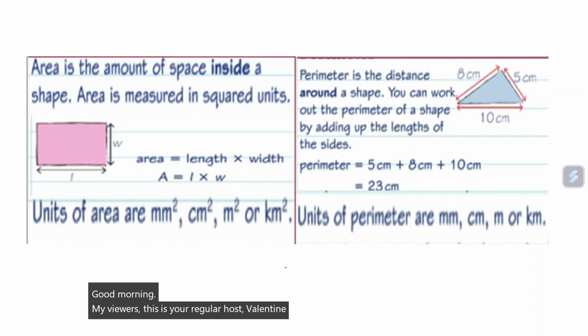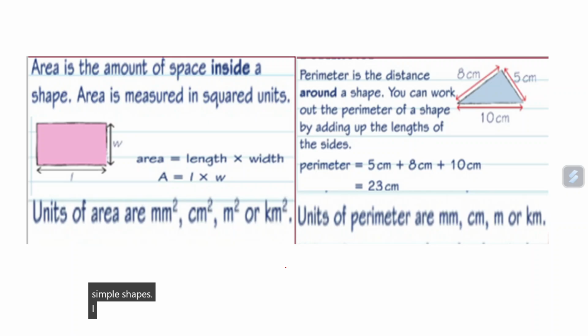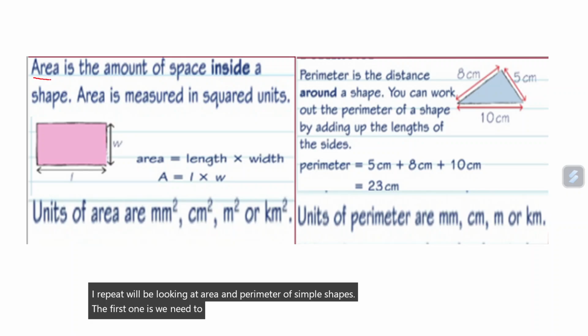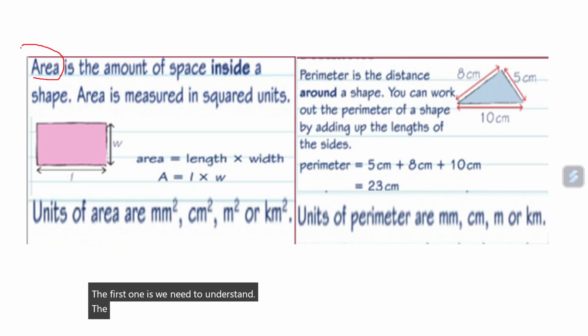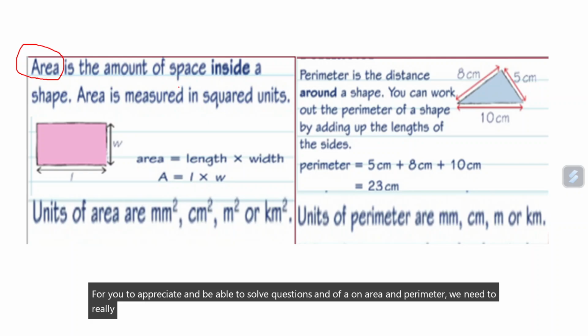Today, we'll be looking at area and perimeter of simple shapes. The first thing is we need to understand the meaning of area. For you to appreciate and be able to solve questions on area and perimeter, we need to really understand what an area is and what a perimeter is.